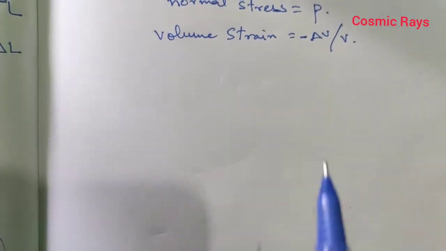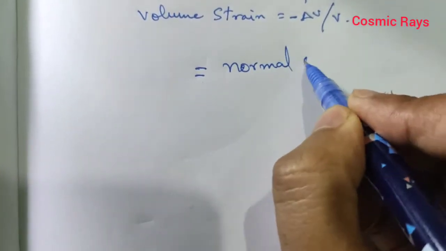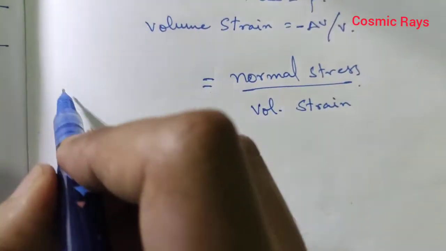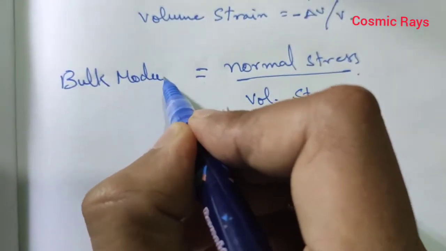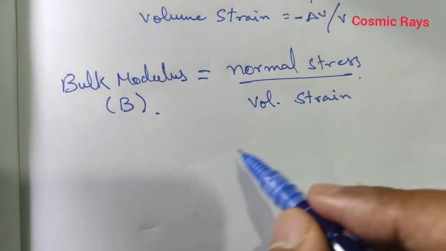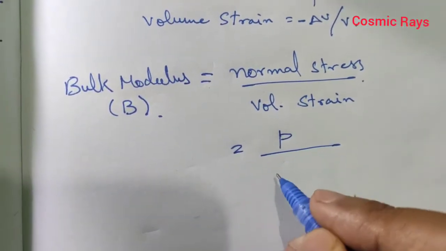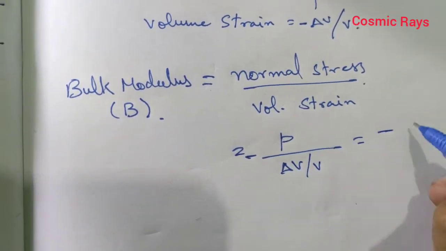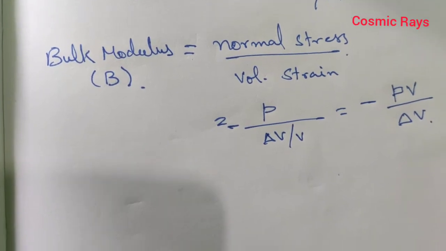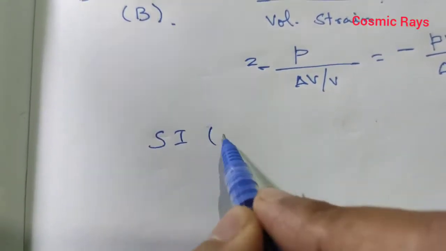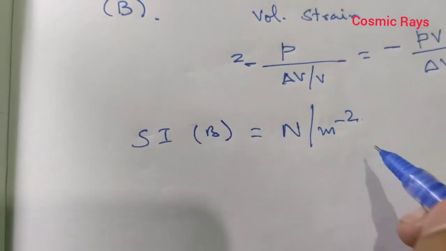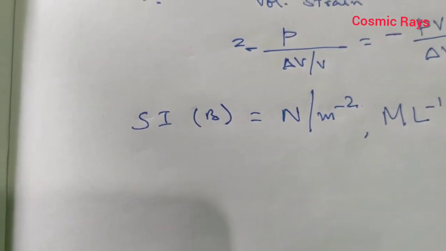Now the ratio of normal stress to volumetric strain is what we call the bulk modulus of elasticity, and this bulk modulus is denoted as capital B. So when we put these values, we have P upon negative delta V upon V, that is equal to PV upon delta V. Now this is the bulk modulus of elasticity, and the SI unit for bulk modulus is Newton per meter square, and the dimensional formula is M L to the power minus 1 T to the power minus 2.